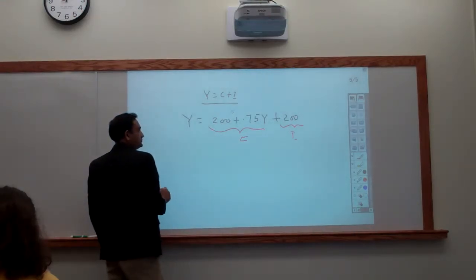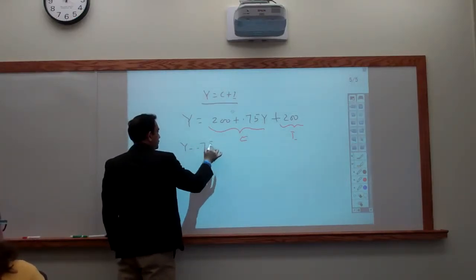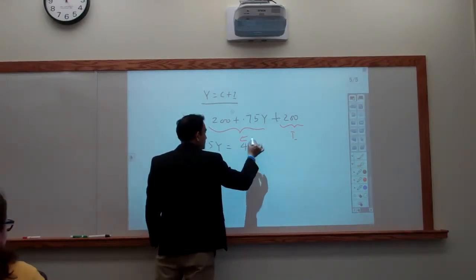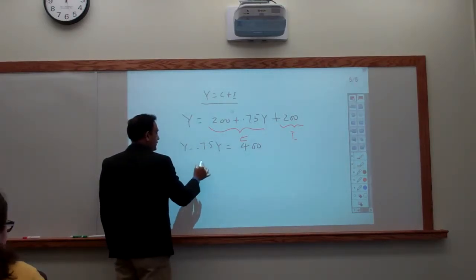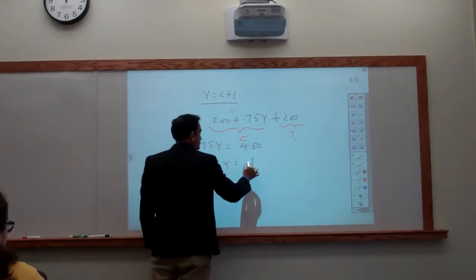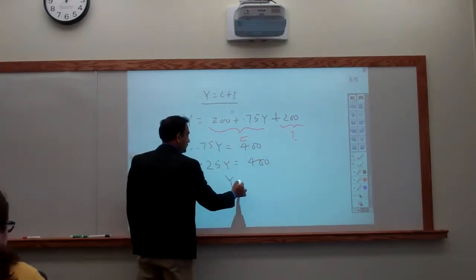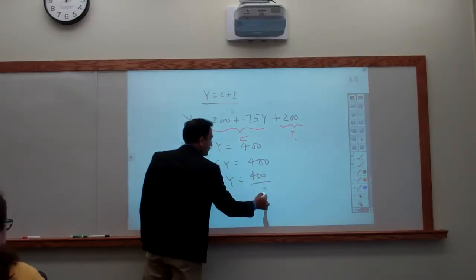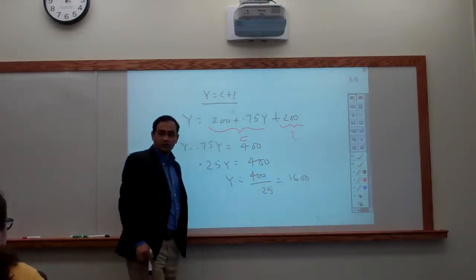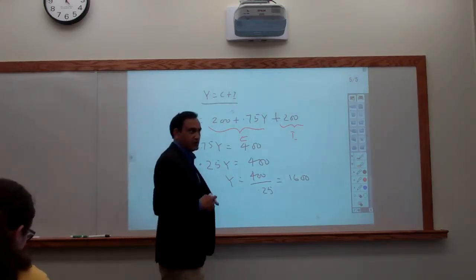So I subtract 0.75y from both sides. So I get 1y minus 0.75y equals 200 plus 200, 400. And 1y minus 0.75y gives you 0.25y, which is equal to 400. Divide both sides by 0.25 to solve for y. So you get y equals 400 over 0.25. That gives you 1600. That's what we have been finding all along, isn't it? So that also gives you the same answer. So that's one algebraic approach.